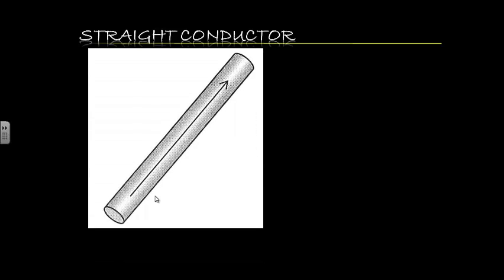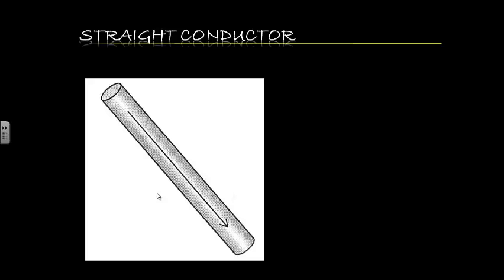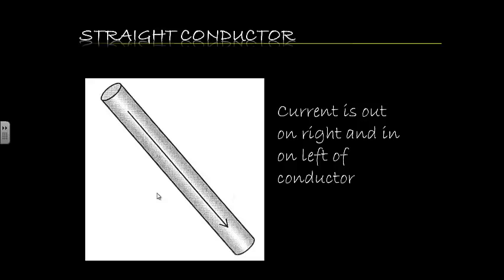Here's another one. Put your thumb in the direction of that current flow. And do you see that your fingers will point in on the right and out on the left? How about this one? Do you see that your fingers will point out on the right and in on the left? And you could show that with a little dot on the right and an X on the left.